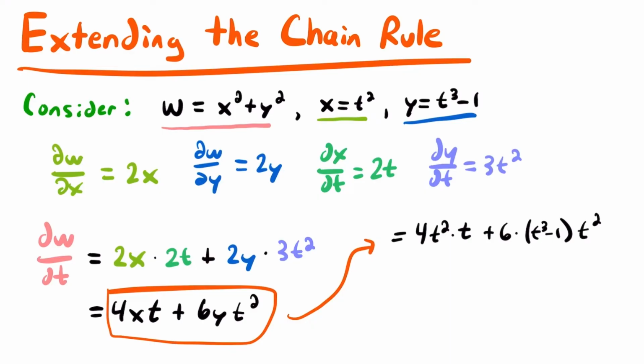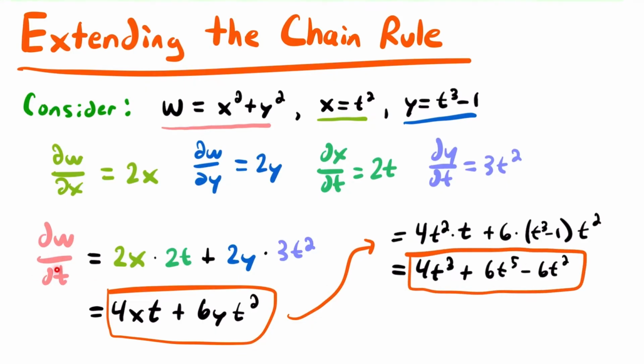times t squared. And then simplifying, we have 4t cubed plus 6t squared distributed through this quantity. T squared times t cubed is t to the power 5, and then negative 1 times t squared would be negative t squared. So altogether, you get 6t to the power 5 minus 6t squared. All right, so that would also be a correct answer for dw dt using the chain rule. This is just the version that is entirely in terms of the independent variable, which can be convenient to find or use sometimes depending on the situation.